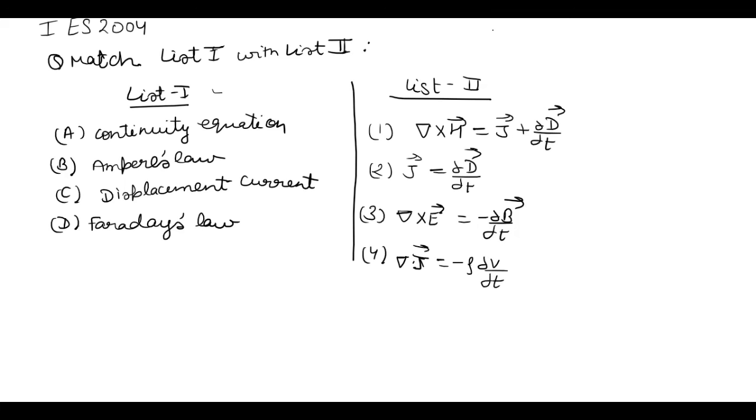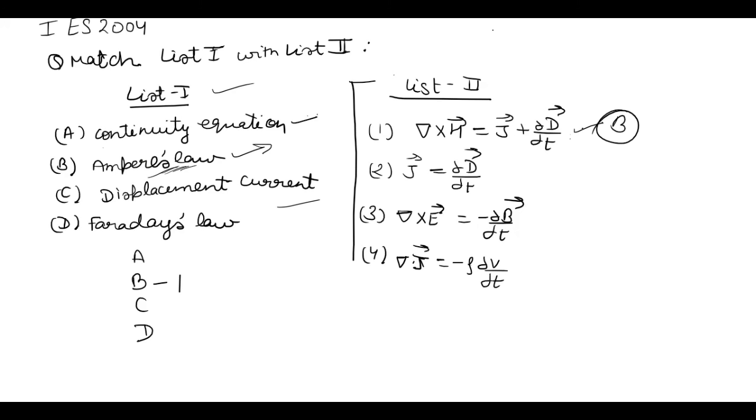Okay, so this question is from IAS 2004. You have to match list 1 with list 2. I'm not giving any options. We are doing like this only. So here, A is continuity equation. We haven't studied it yet, so leave it. Now, Ampere's law, which is this one. Actually, it is Ampere's circuital law, but there was a misprint or some mistake. You consider this as Ampere's law here. You have to consider it like this only, B1.